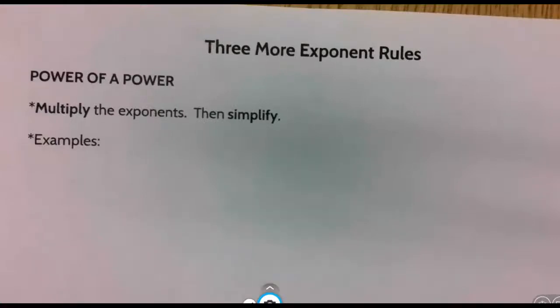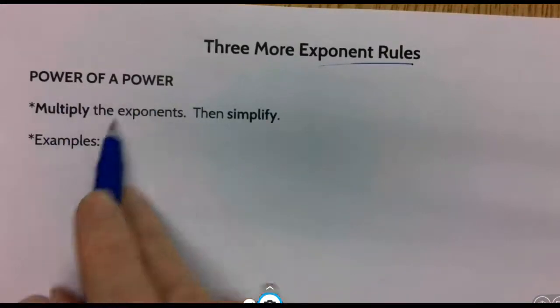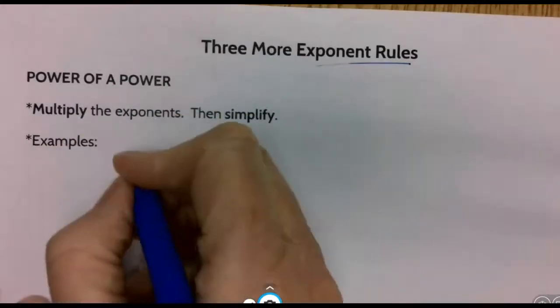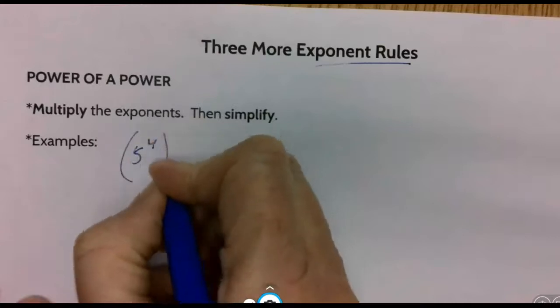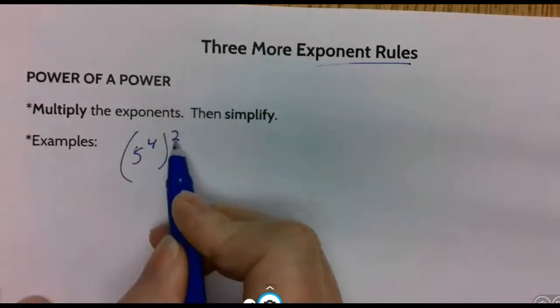So we're going to go over 3 more exponent rules today, and nothing big. To take the power of a power, multiply the exponents. Let me show you what I mean by a power of a power. If I have 5 to the 4th, to the 2nd, when I take a power to a power.